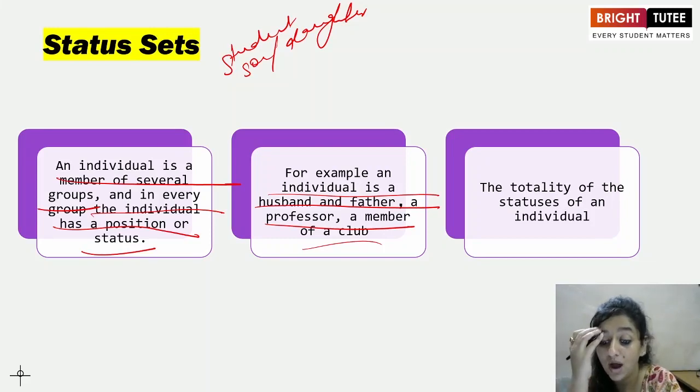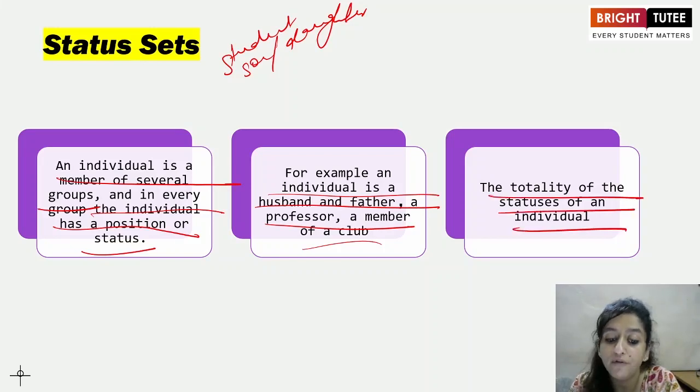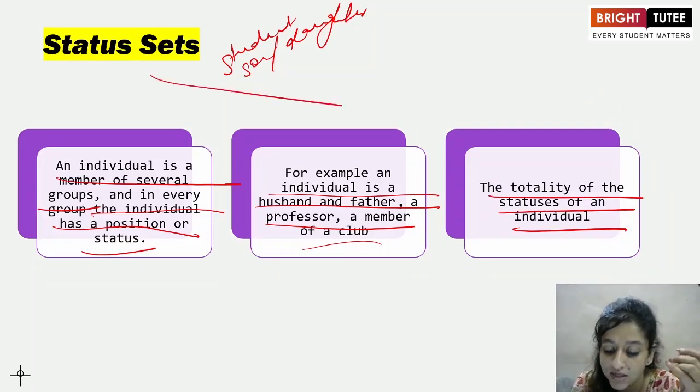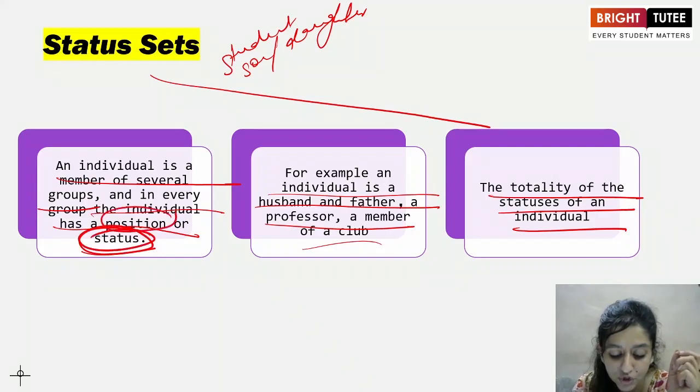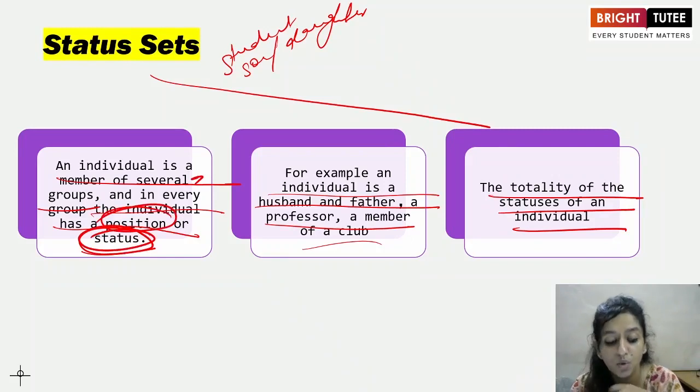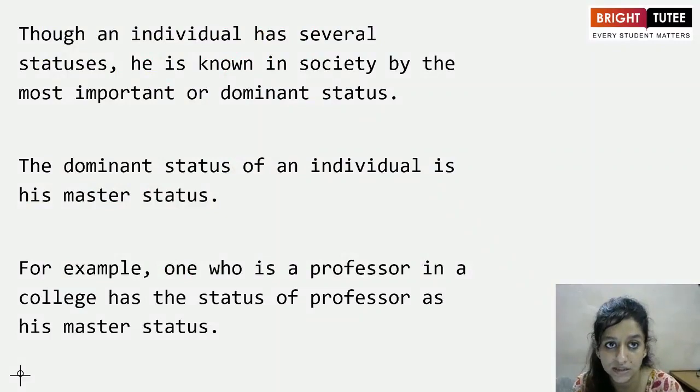And because you are playing so many different roles, the totality of the statuses of an individual defines a status set. So you are an individual, you have different roles, different responsibilities, different ways of looking at things, owing to the different statuses and positions you have because of being a member of several groups. That is what comes out to be the status set.